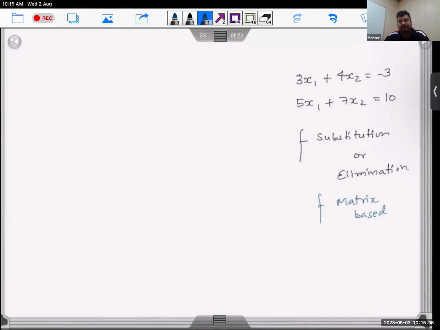Do you guys want me to show one of the methods, or you can do it on your own? Can you find the values of x1 and x2 which satisfy these two equations? Yes, you can, right? I mean, I don't have to explain it.